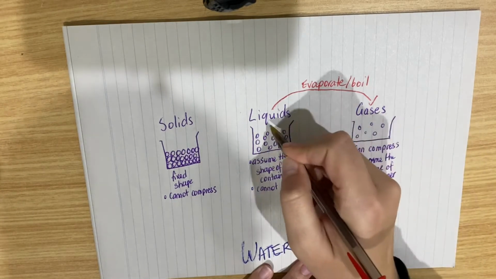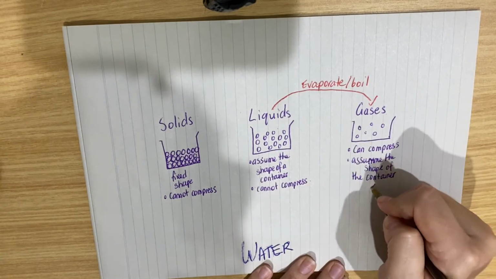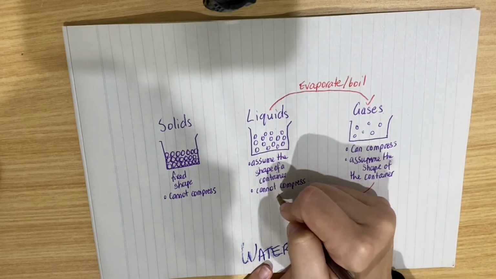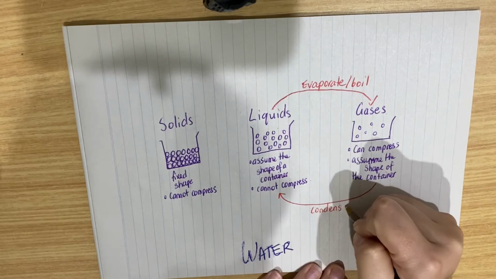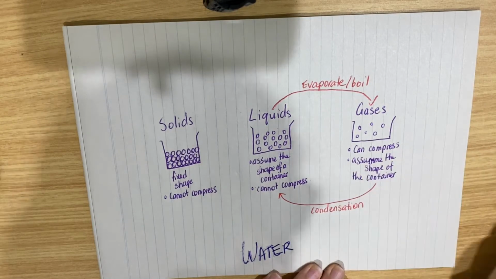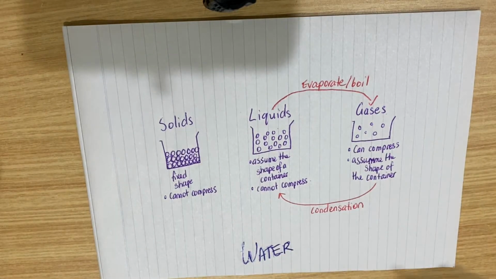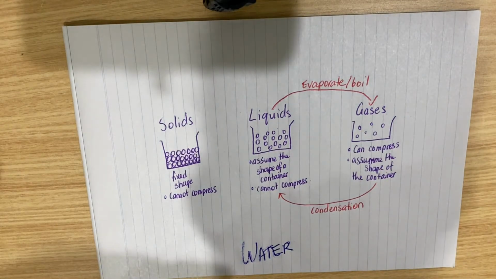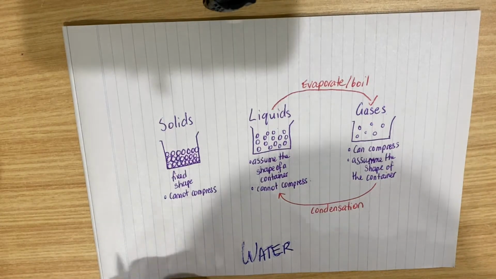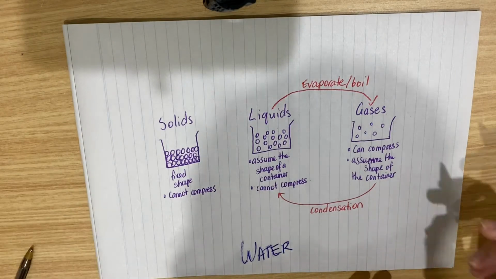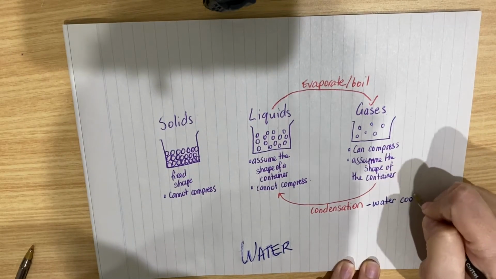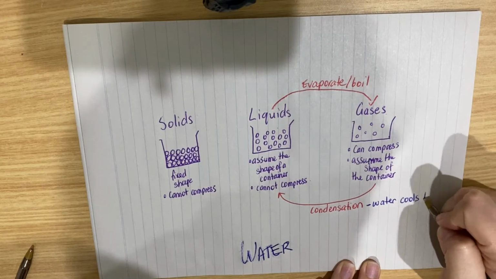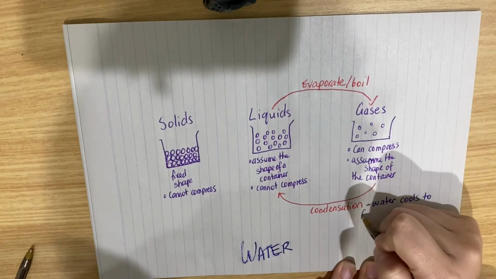How do you change a gas to a liquid? The answer is condensation. Condensation is the process where water vapor cools to form liquid.